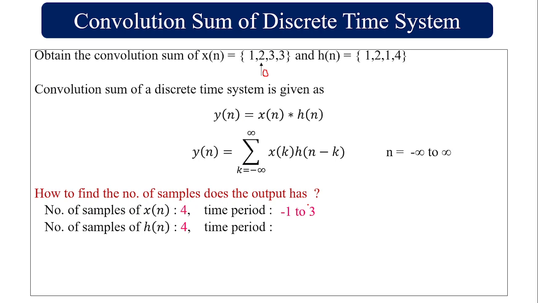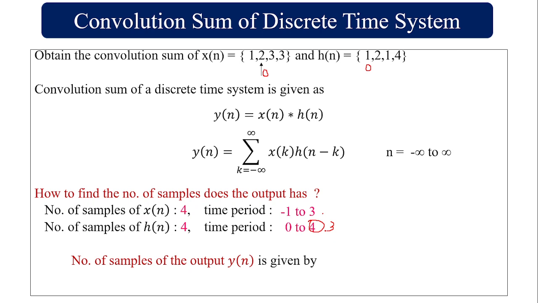Again, the number of samples of h of n is 4. Here there is no arrow mark, so it tells us that the starting point is n equal to 0. So it starts from 0, 1, 2 and 3. The time period is 0 to 3, with 4 samples.